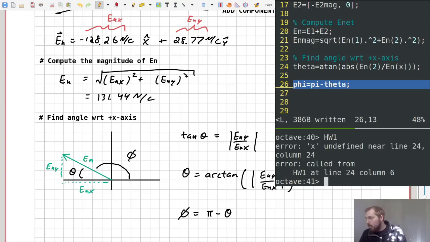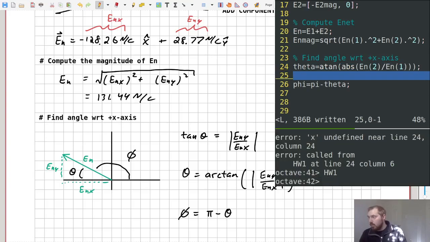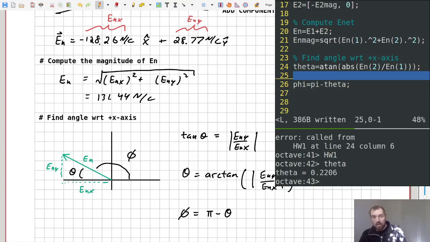Run the program. Where do we have our error? We're at line 24, column 6. Let's see, 1, 2, 3, 4. That's close. Oh, X. That should be a 1. There we go. Run it. We are happy. There's our theta in radians. We want to know our phi in radians, 2.92 radians.